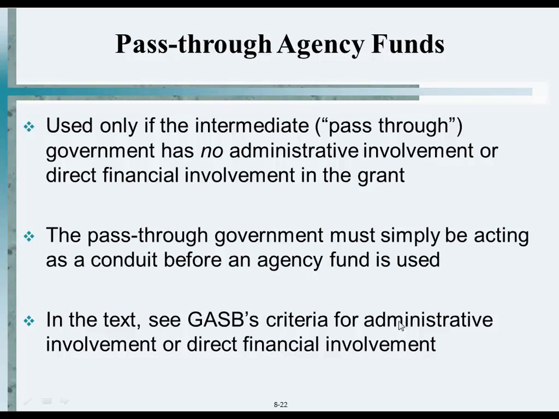And this is what this talks about. See the words administrative involvement or direct financial involvement? Administrative involvement is selecting the recipients. The federal government says, here's $100 million, state, you decide who should get it. Well, that's administrative involvement. And financial involvement is, we'll give you $100 million, you put up $25 million. Yes, Andrew.